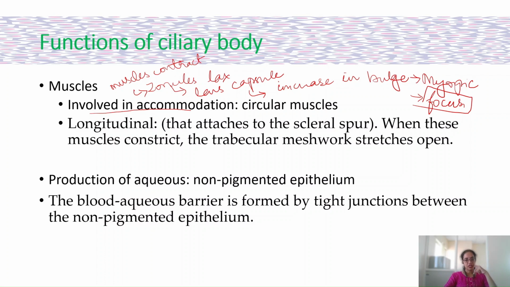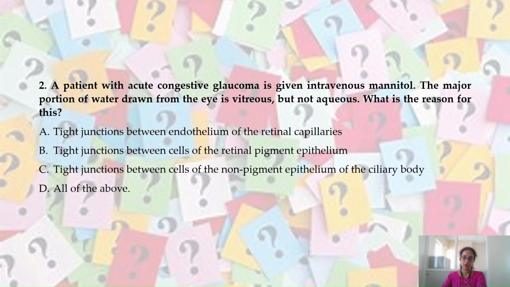The next important function is production of aqueous, which I told you is from the ciliary processes. And then we have a blood aqueous barrier, which is a very important structure to maintain the integrity with respect to infections. Okay, so these are formed by zona occludens or the tight junctions that are present between the non-pigmented epithelium. Okay, let's take a question now.